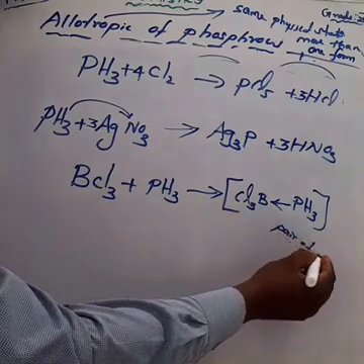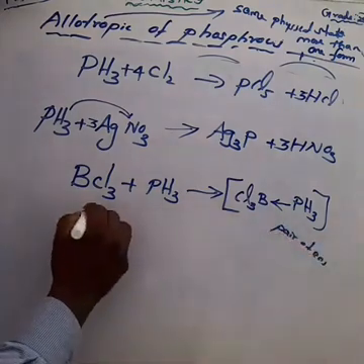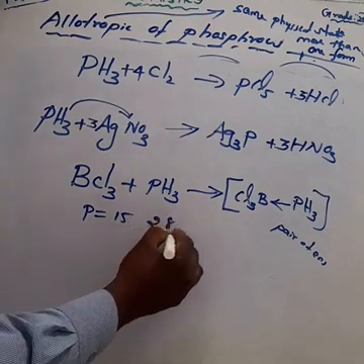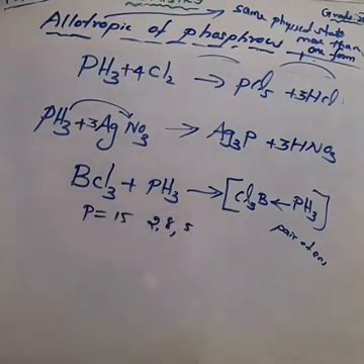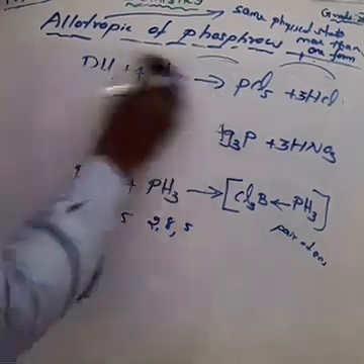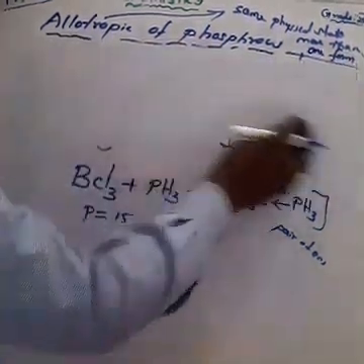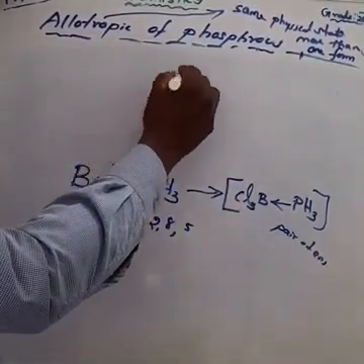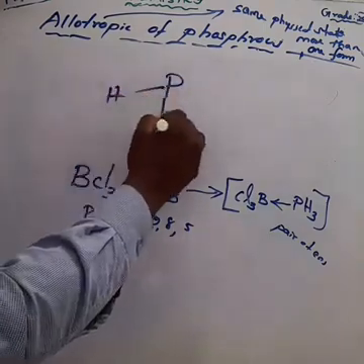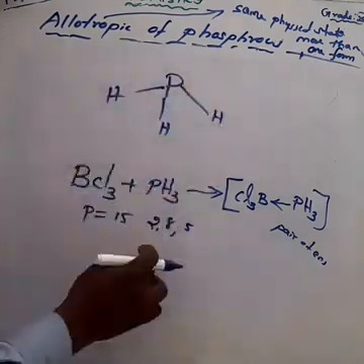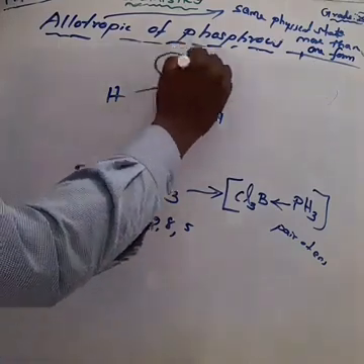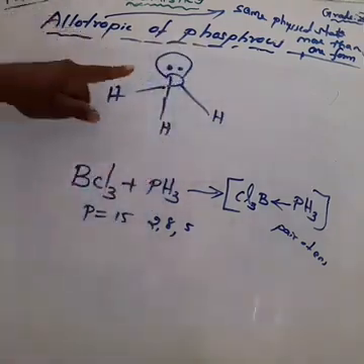Here, what is the atomic number of phosphorus? 15, am I right? 15 is the atomic number of phosphorus. First shell can accommodate 2 electrons, second shell 8 electrons, third shell the remaining 5 electrons. So out of these 5 electrons, which are valence electrons, 3 electrons are bonded to the hydrogen atoms. That is PH3. Am I right? The remaining 2 electrons are what we call a lone pair of electrons. This lone pair of electrons is donated to BCl3.